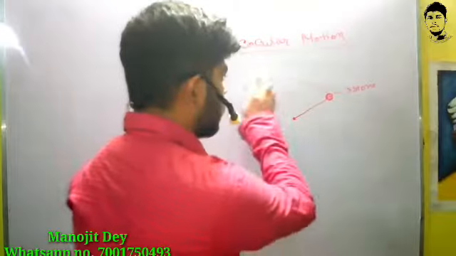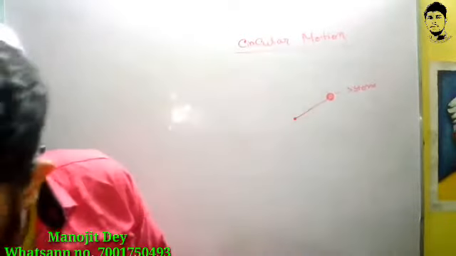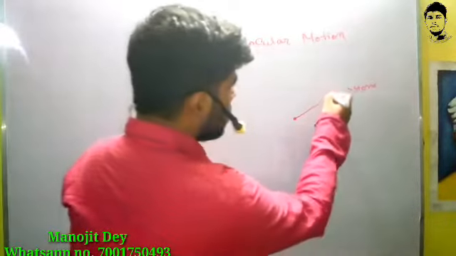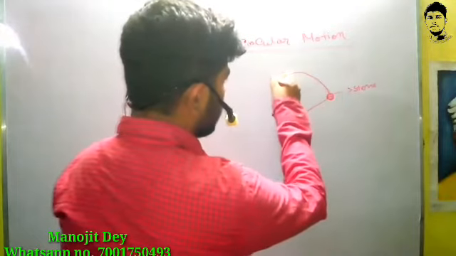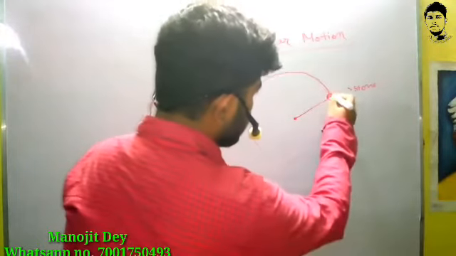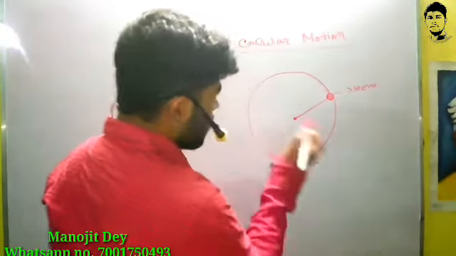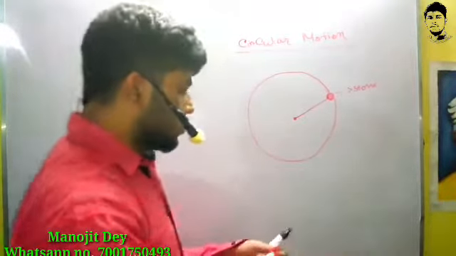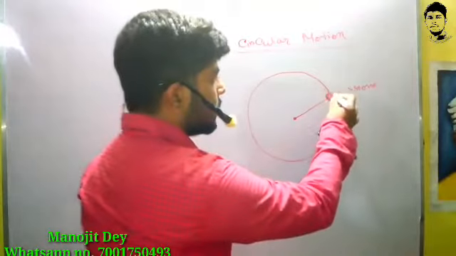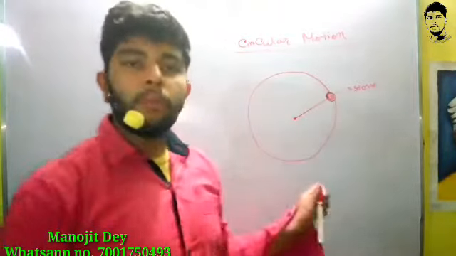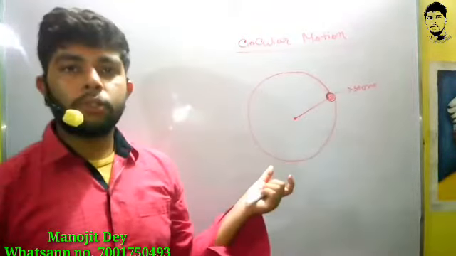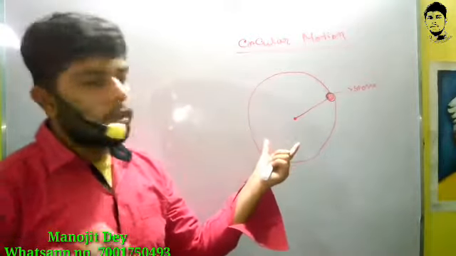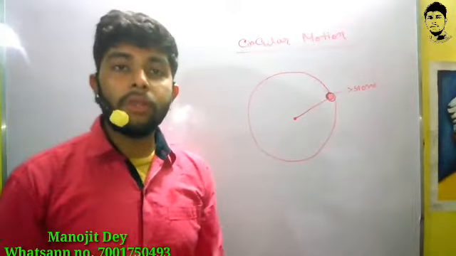The circle is very awkward. See, the motion of the stone will be like that. It will move around a circular path. So this type of motion is called circular motion. In that motion, the velocity always changes.